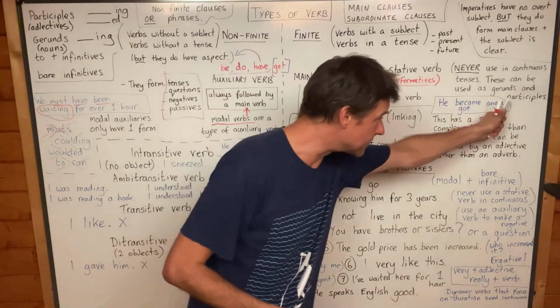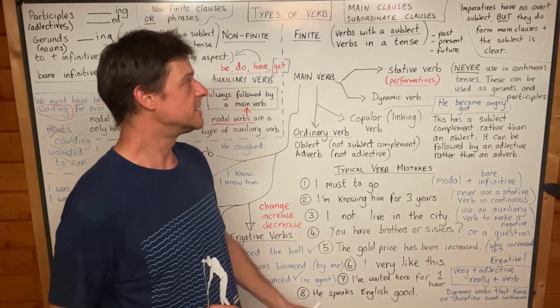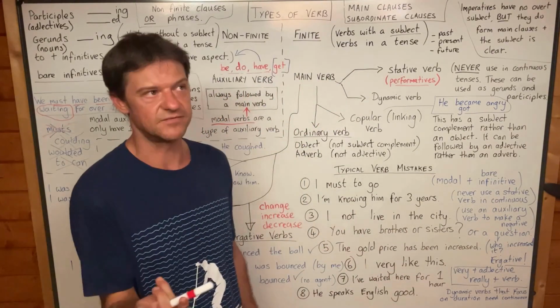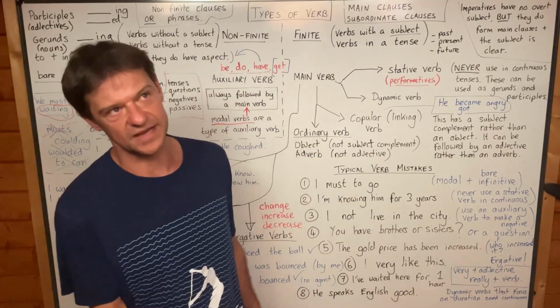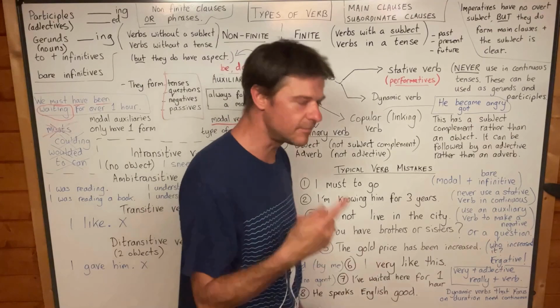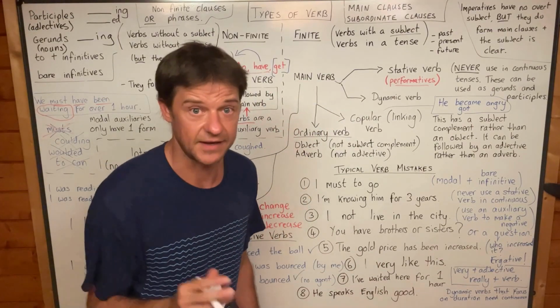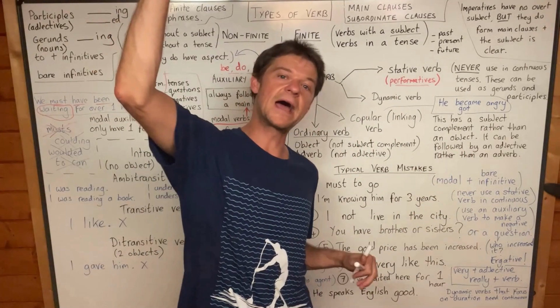They can be used as gerunds and participles, and this is important. You can't say I am knowing because know is a stative verb. You can't say I have been knowing because know is a stative verb. You can't say I will be knowing because know is a stative verb. But what you can say is knowing the right answer, comma, I put my hand up.